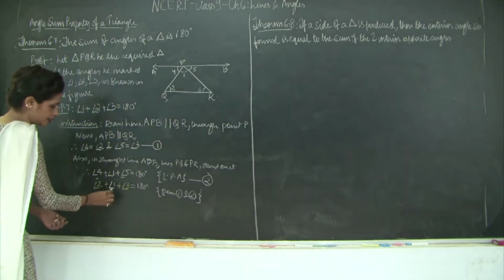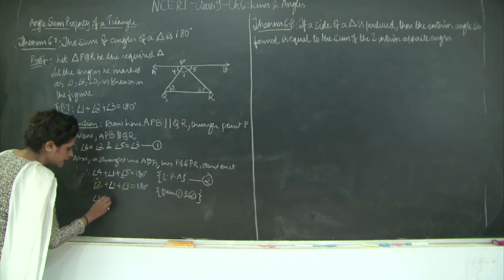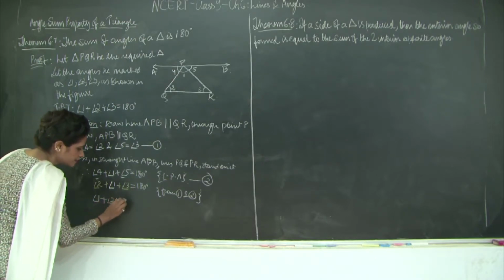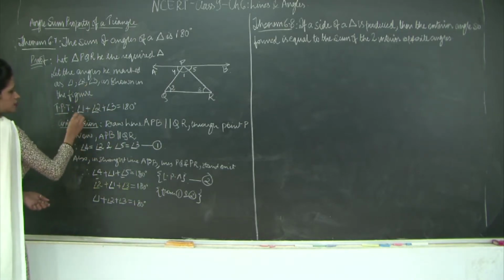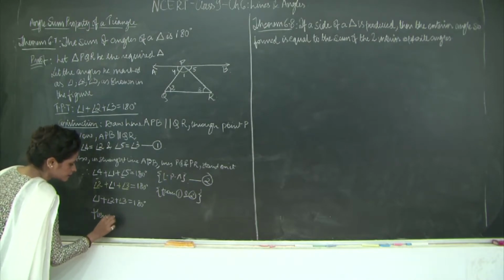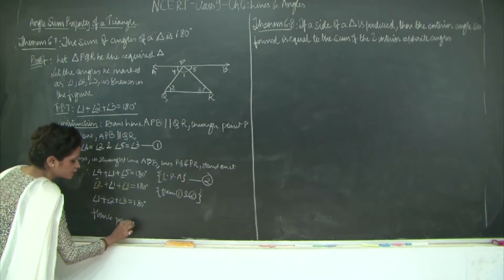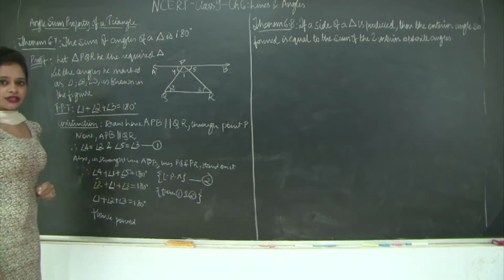Correct? Therefore, let's just rewrite this. What do we get? We get angle 1 plus angle 2 plus angle 3 is equal to 180 degrees. Now, this is what we wanted. Correct? Therefore, I'll say hence proved. Hence proved what? That the sum of the measures, the sum of angles of a triangle is 180 degrees.